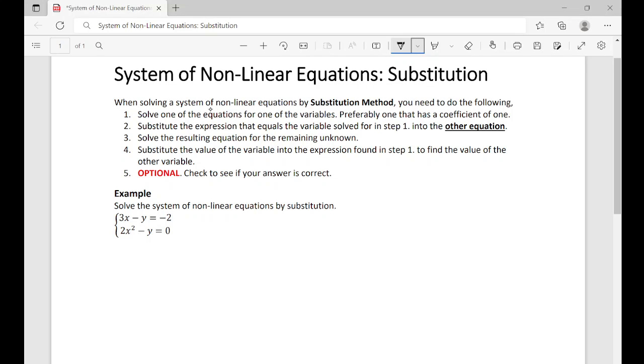When solving a system of nonlinear equations by substitution method, you need to do the following. First, solve one of the equations for one of the variables, preferably one that has a coefficient of 1. Next, substitute the expression that equals the variable solved in step 1 into the other equation. Then solve the resulting equation for the remaining unknown, and then substitute the value of the variable into the expression found in step 1 to find the value of the other variable.